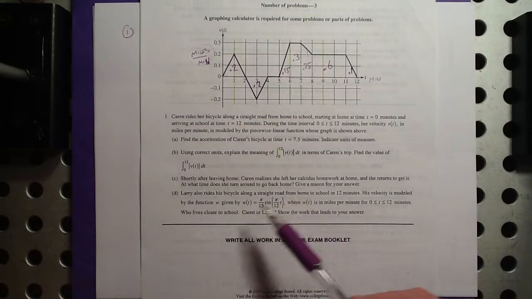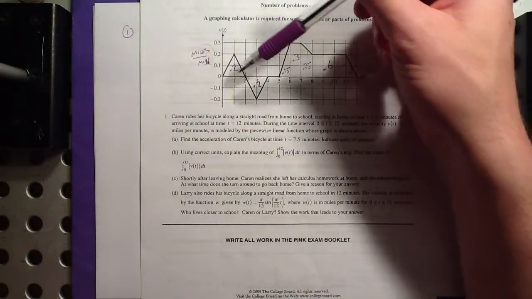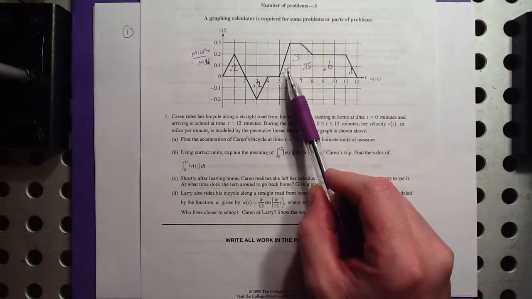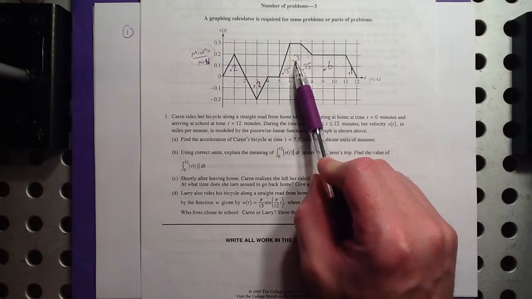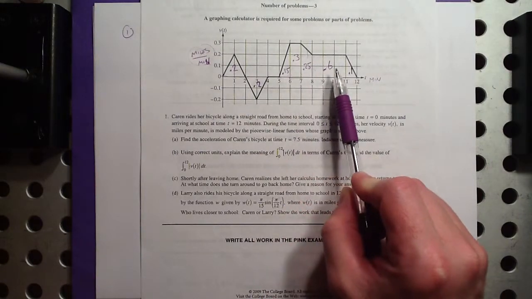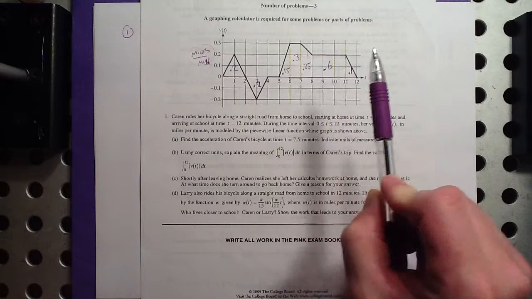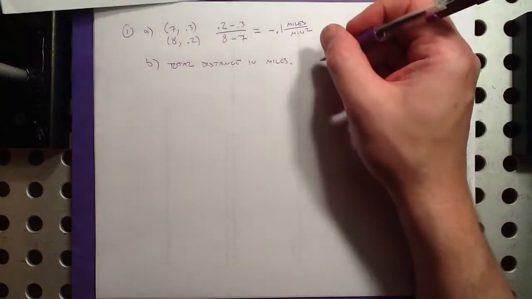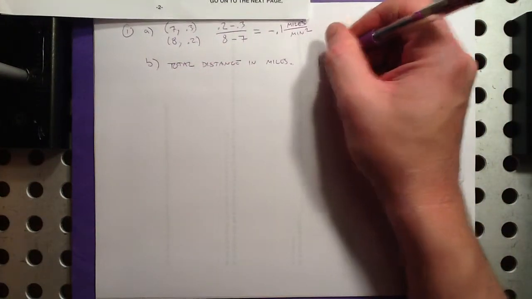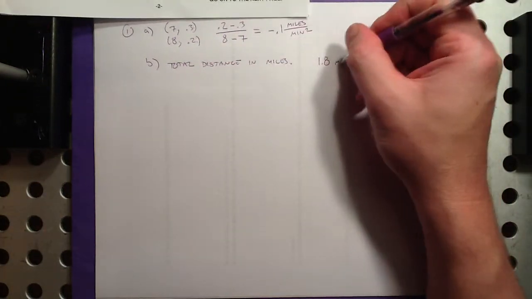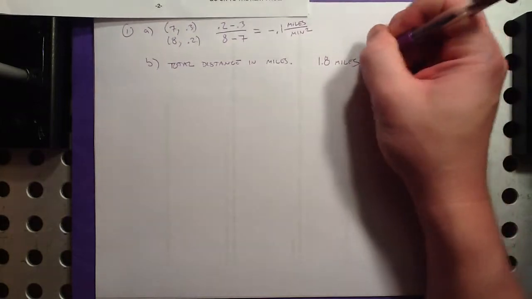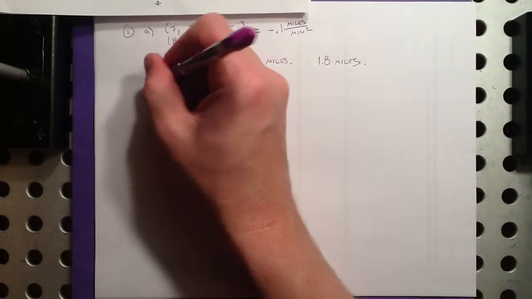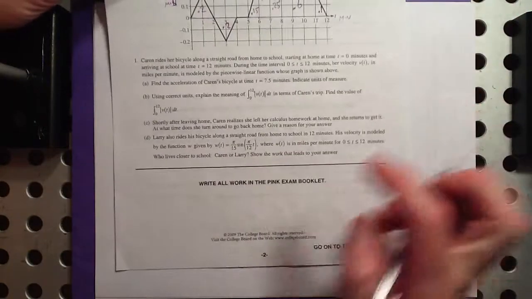So let's add it all up. You can use your calculator, but those two give 0.4. It's 0.8, 1.1, 1.7, 1.8. That looks like the total area, 1.8, and that's in miles. Total distance traveled is 1.8 miles.